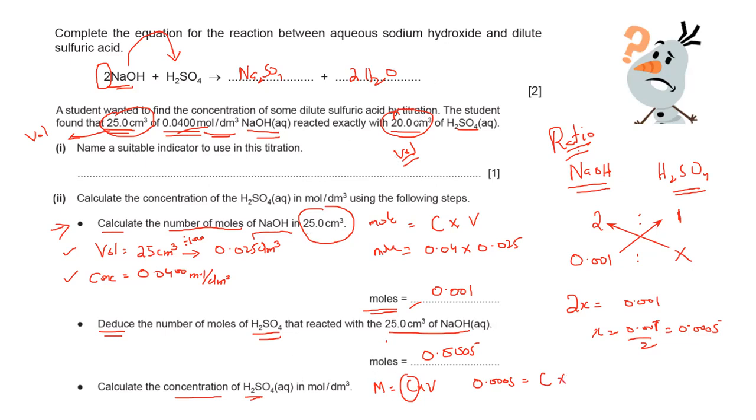And what about the volume of sulfuric acid? The volume of the sulfuric acid is 20 cm cube. That is given in the question. So we have to convert into dm cube. So it will come out as 0.02. And if we need the concentration, 0.02 is multiplied, so on the other side it will divide. So 0.0005 divided by 0.02 will give us the concentration of sulfuric acid, which will come out as 0.025 moles per decimeter cube.